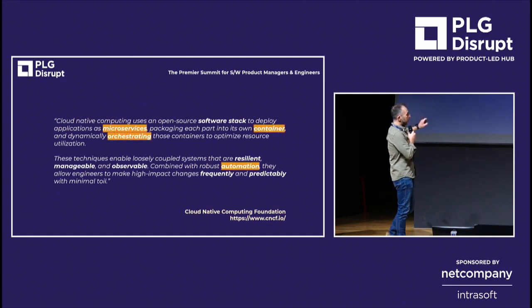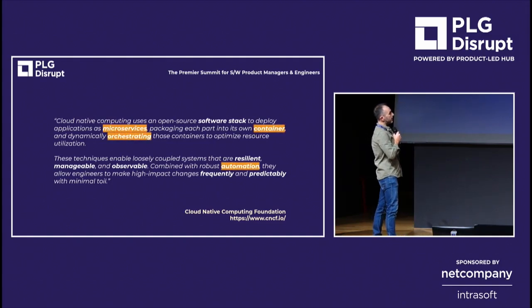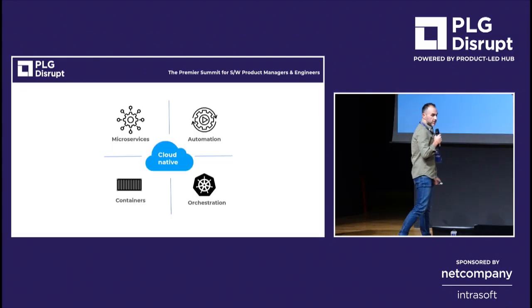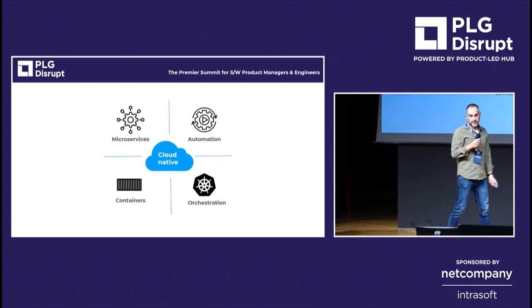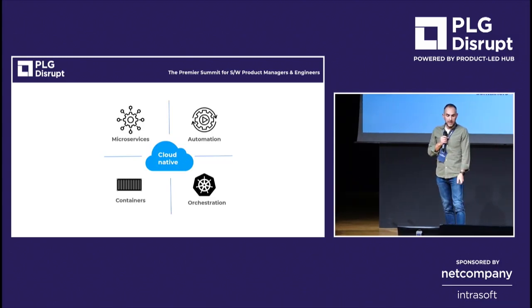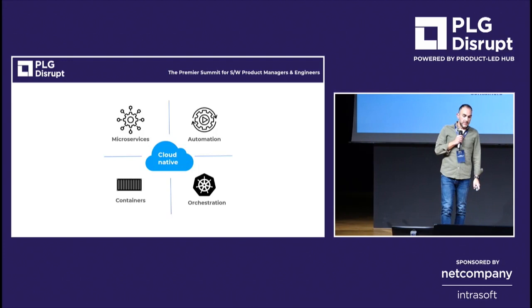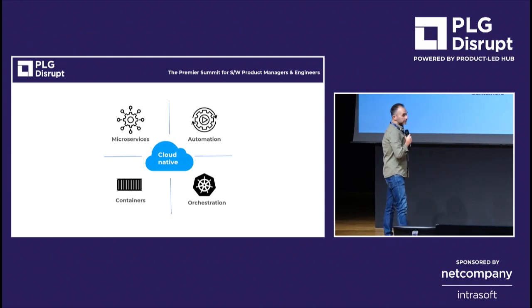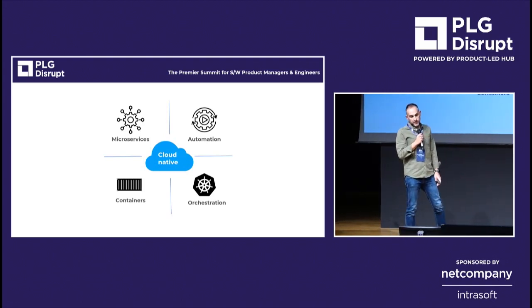A lot of buzzwords in this definition, but if we were to choose four of them, which are the main pillars of the cloud-native paradigm, they would be microservices, containers, orchestration, and automation. And I'm pretty confident that most of you are quite familiar with these terms. Actually, microservices and containers in particular are trending to become the norm in modern software development.